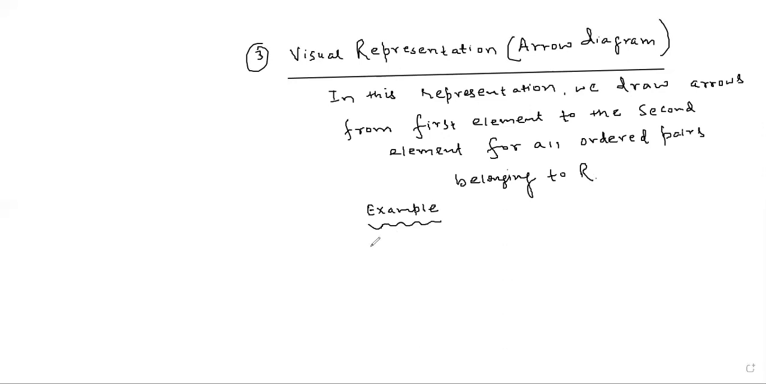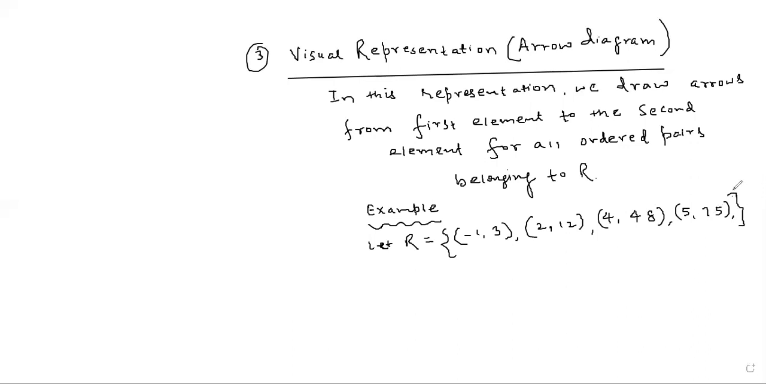Let's say, guys, simply, let R is equal to {(-1, 3), (2, 12), (4, 48), (5, 75)}. Guys, from set A, simply, A is {-1, 2, 4, 5}. That is the set A.